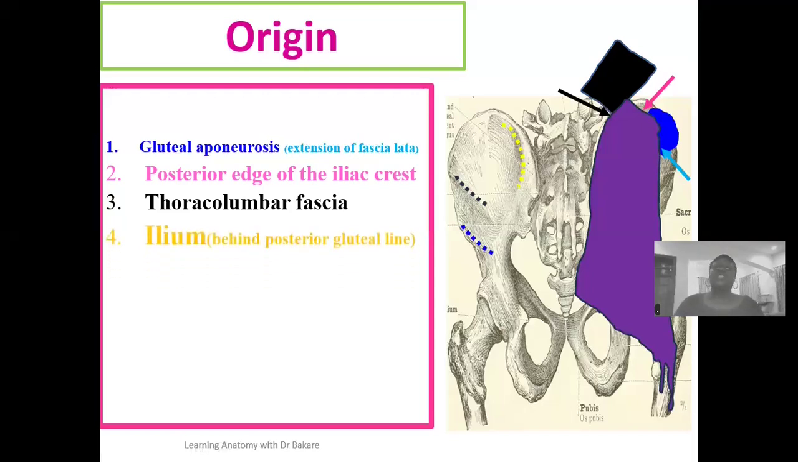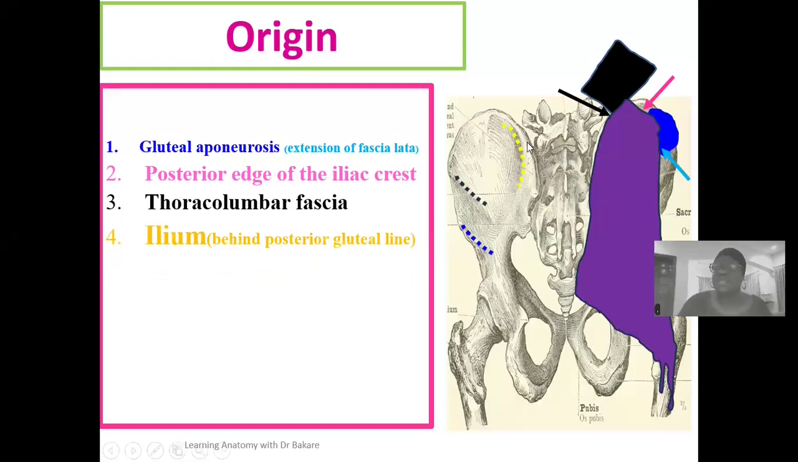The next region is the ilium. Specifically, it is the posterior surface or the gluteal surface of the ilium. More specifically, it is behind the posterior gluteal line. Remember in our previous lecture on the gluteus minimus and the gluteus medius, where we described the origin of these muscles, we said that the origins of these muscles are related to the gluteal lines.